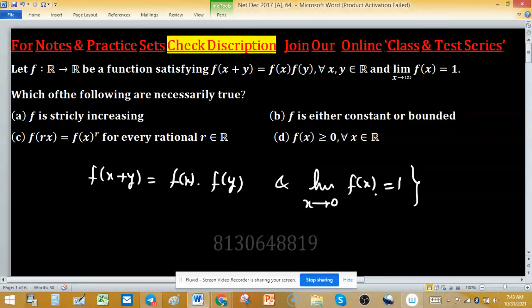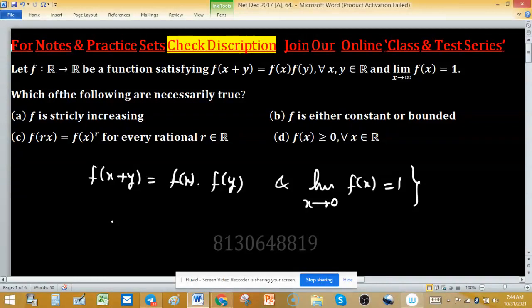In option B, f is either constant or bounded, meaning boundedness and constant. Option C: f(r · x) = f(x) raised to the power r for every rational r coming from the real numbers. And option D: f(x) is greater than or equal to 0 for all x belonging to R. It means all images of the function are greater than or equal to 0, meaning non-negative. So we will check each option one by one.